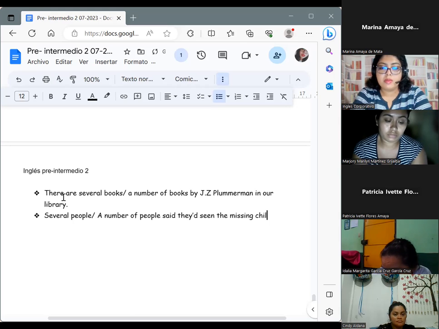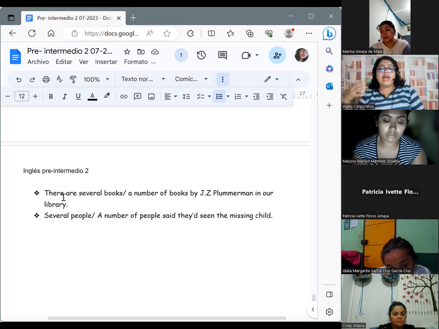Okay, in this case, we have these kind of expressions, but we don't have the security about the amount of things. Hay muchos libros. En este caso, no tenemos un número exacto. Pueden ser 10, 15, 20, 30, incluso 100. Several people, a number of people, una cantidad de personas, un grupo de personas, pero no sabemos de cuántas personas estamos hablando.